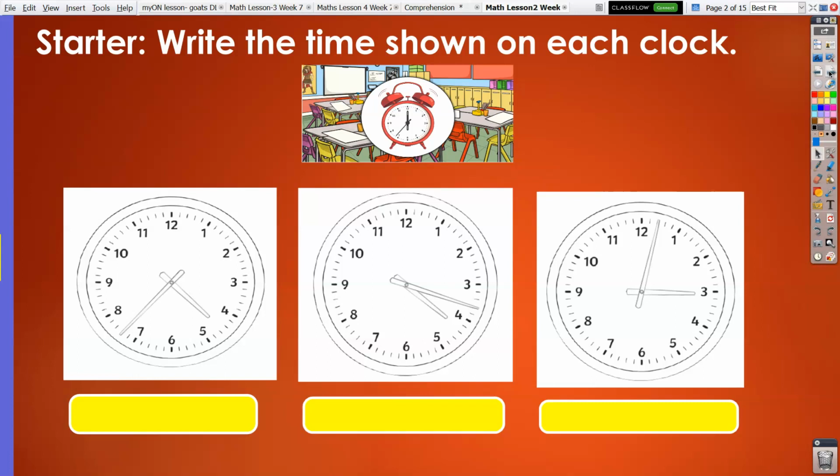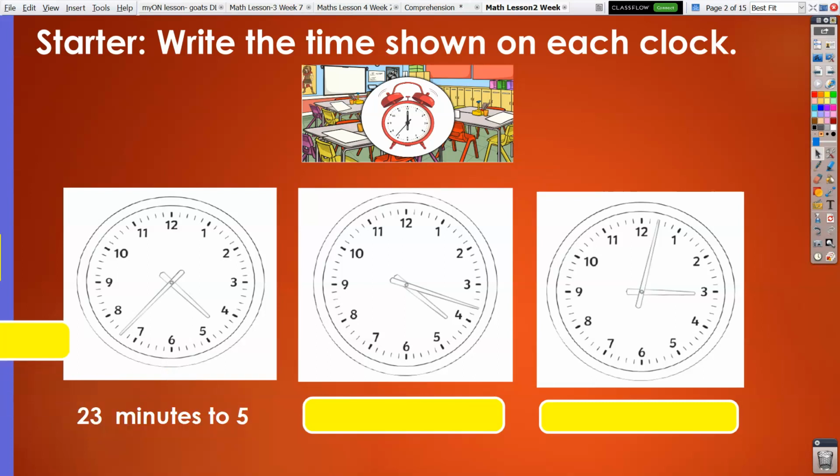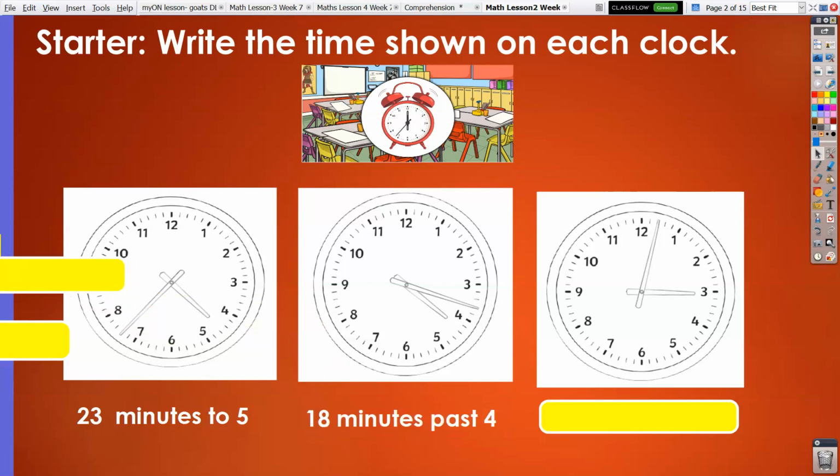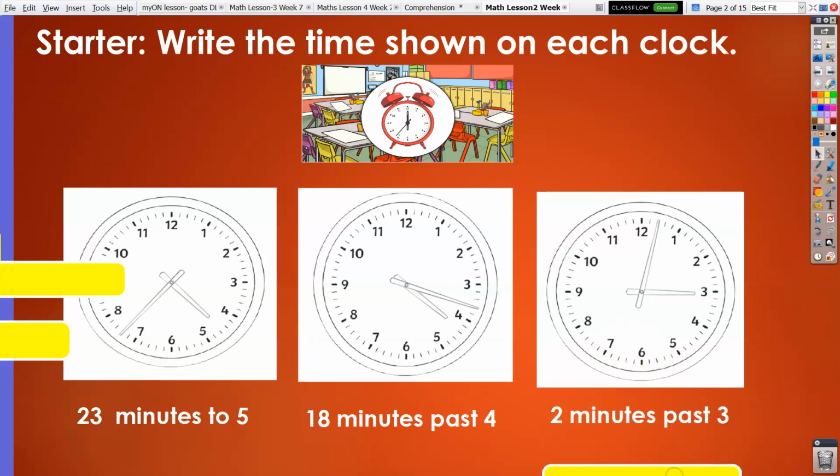Time is up. Now let's reveal the answers. For clock 1, the answer is 23 minutes to 5. For clock 2, we got 18 minutes past 4. And for clock 3, we have 2 minutes past 3. Did you get the correct answers? Good job. If not, stay tuned and listen carefully for this topic.